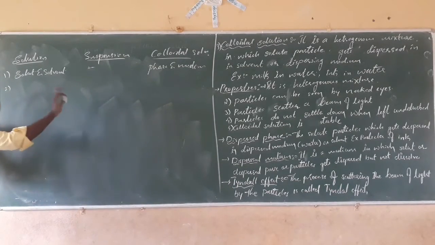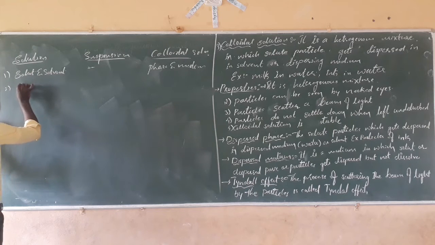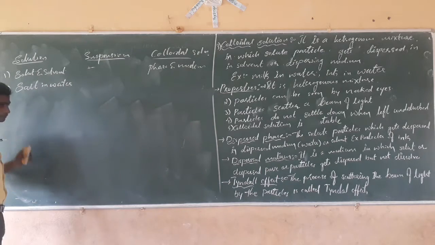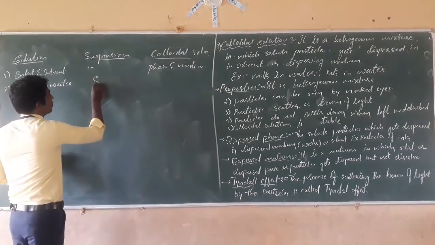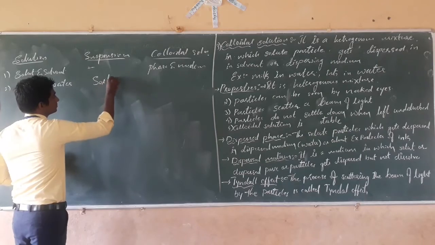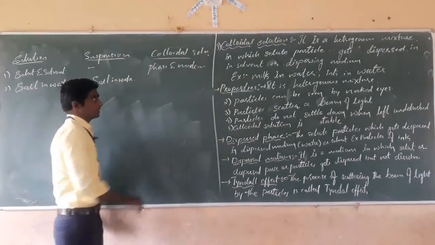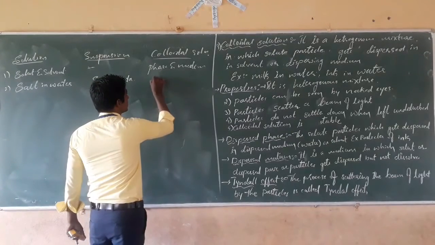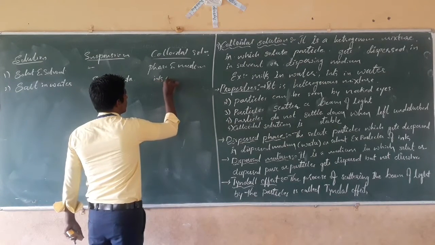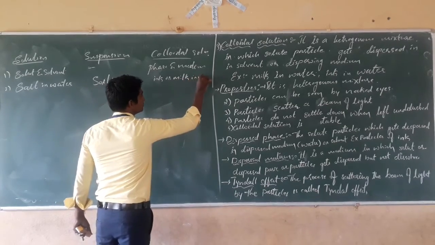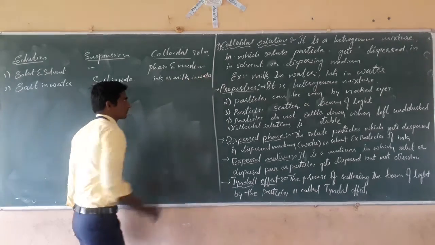Next, see, particle size. The examples first we have to say. Salt in water, the best example. Here, soil in water. Next, here ink or milk in water. See here.